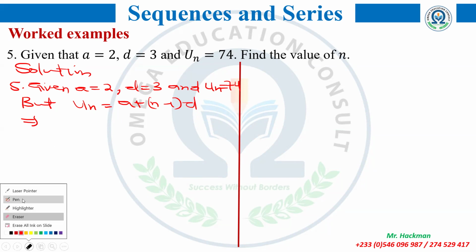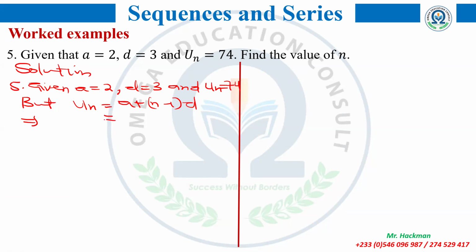U subscript n is equal to, then you put the values in: 2 plus bracket open n minus 1. So there is no implication here now. In that case, you come down from here, so you write close to the margin. You get it? So let's go: 2 plus (n minus 1), the bracket, then 3. Okay, very good.